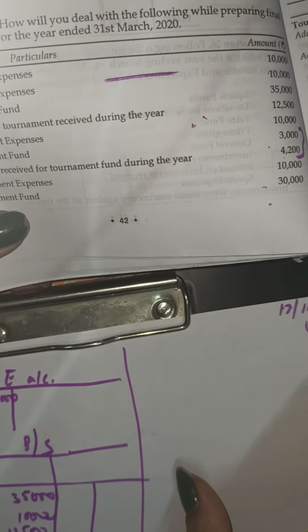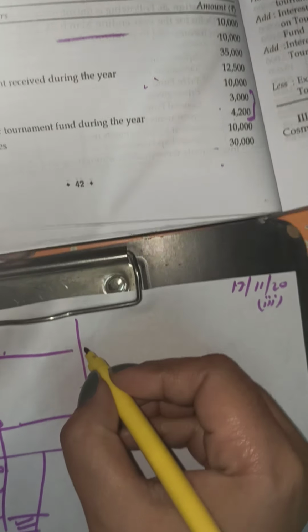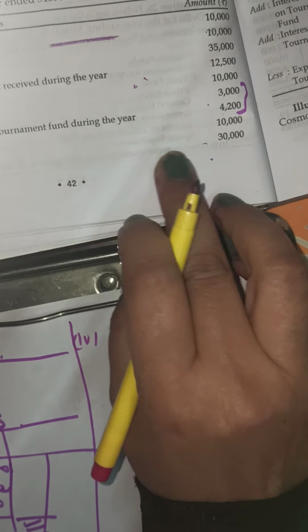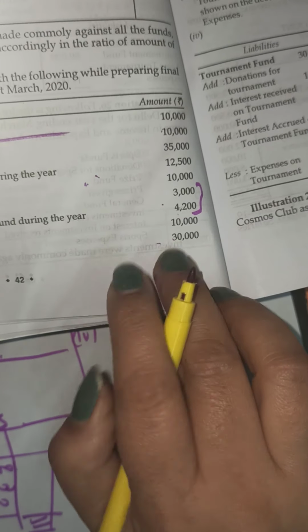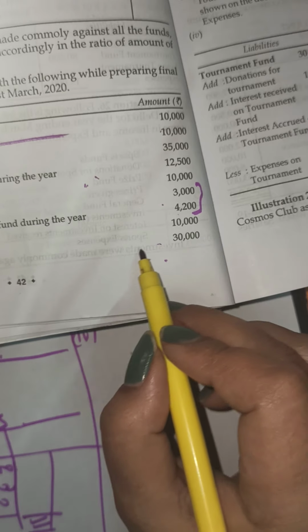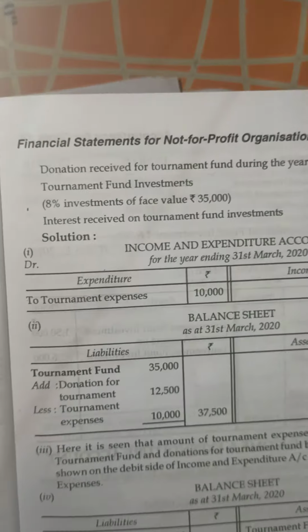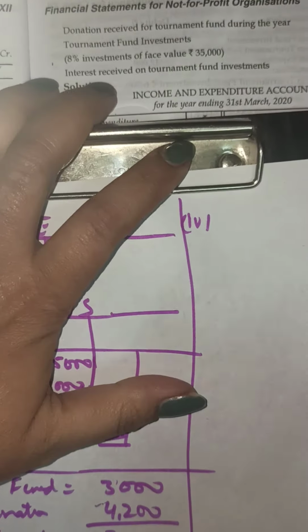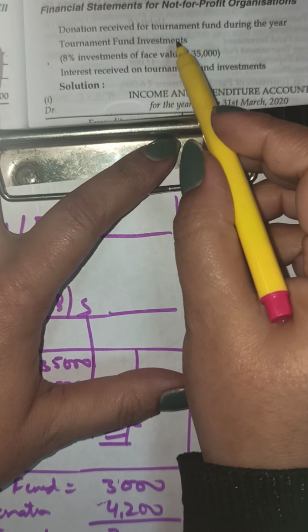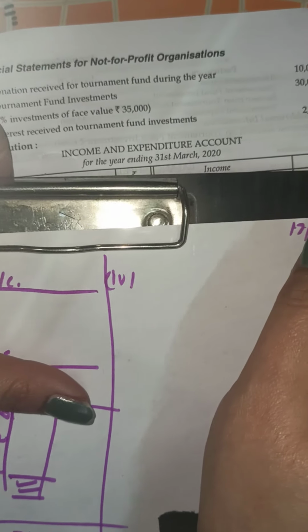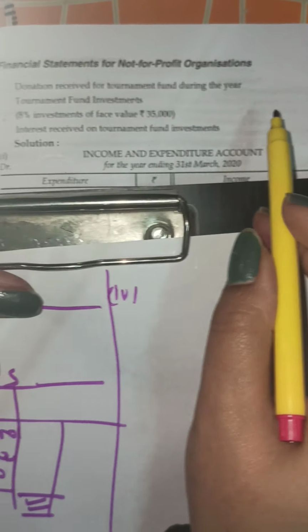The next example, I can take this as the fourth example here. Tournament expenses, I can see here, are rupees 10,000. The tournament fund is 30,000. Okay, the tournament fund has been given here as 30,000. The donation received for tournament fund is rupees 10,000.